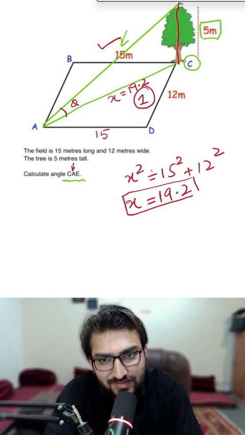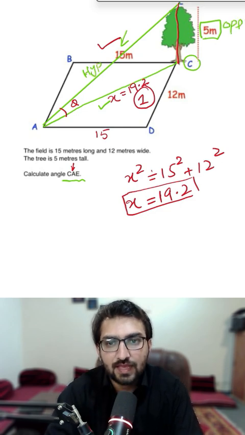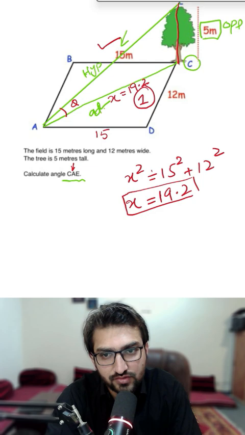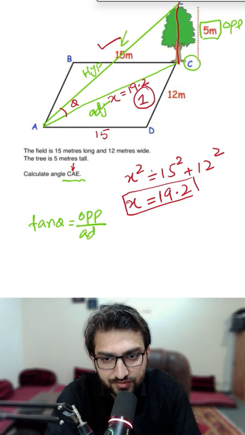Now, we know this side and we know that side, okay? So this one is the hypotenuse, that one is opposite, and this one is adjacent. So we know adjacent and opposite, and we want to find out that theta. So here I will apply tangent theta, which is opposite divided by adjacent.